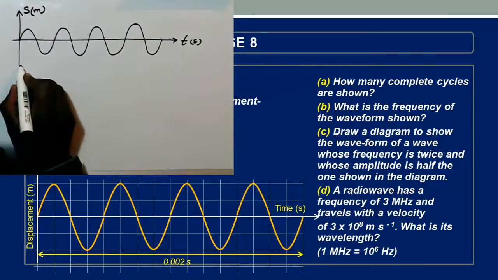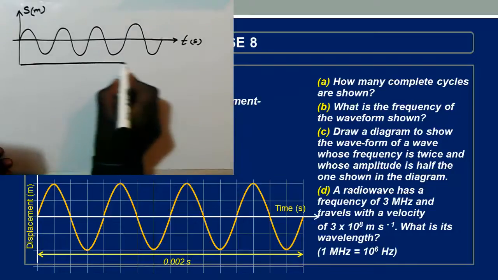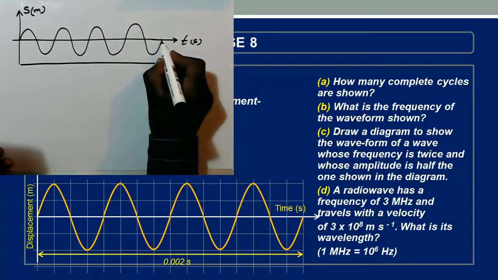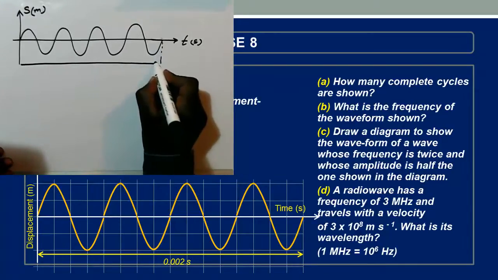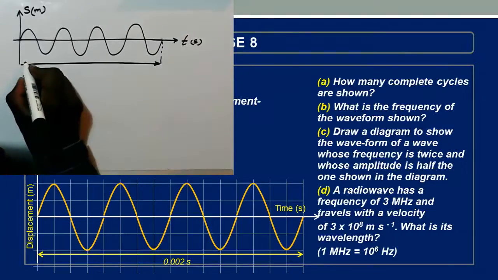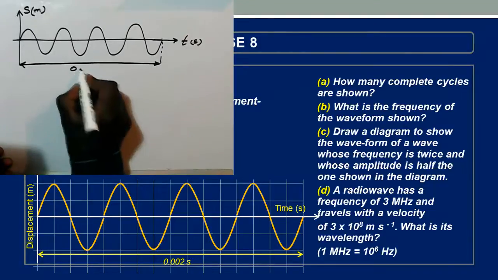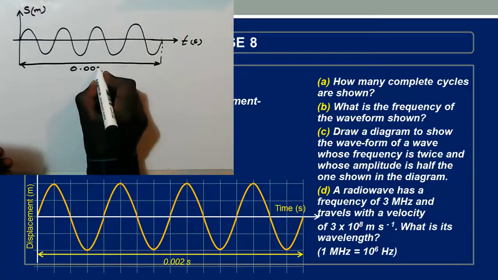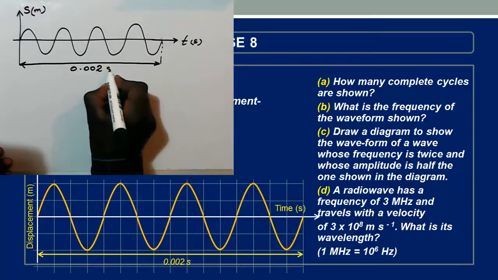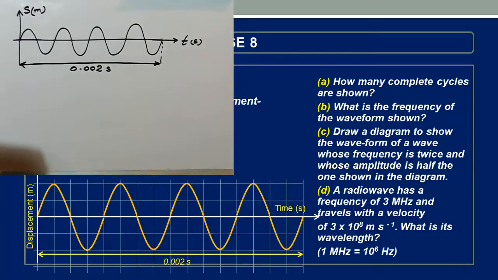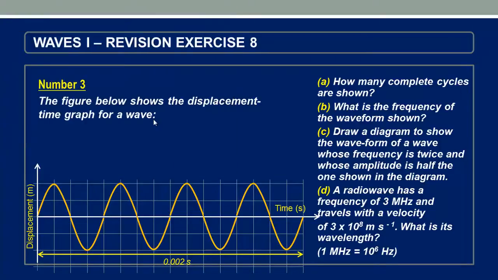We are also told that the time from this point all the way to this point is 0.002 seconds. So let's proceed with the questions. In part A, we are asked, how many complete cycles can we see?